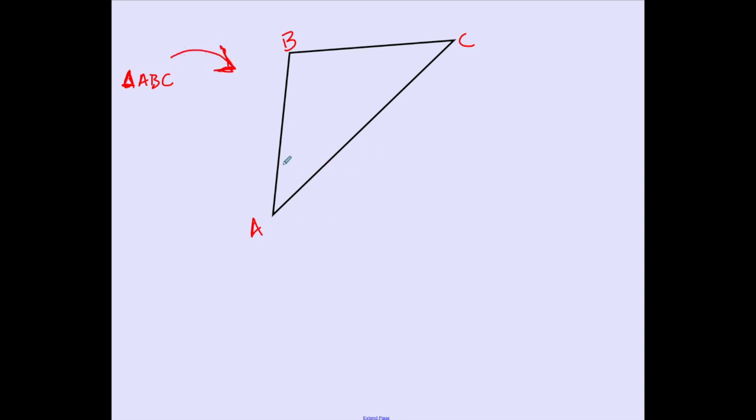So what do we see in this triangle? Oh, we have three sides. We have one, two, three sides. We also have three angles. One, two, three angles. Triangle has three sides and three angles.